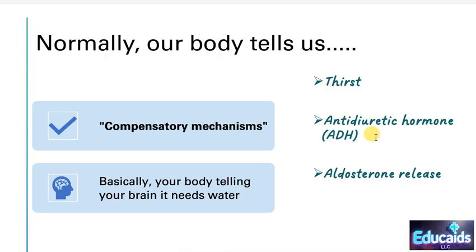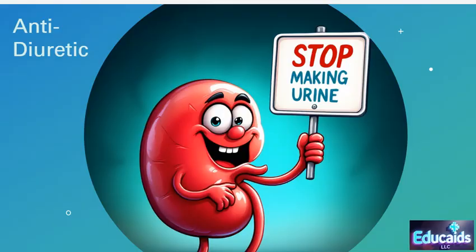Your second compensatory mechanism is antidiuretic hormone. Now, this is a hormone released from the pituitary gland. It goes to the kidney and tells your kidney, I need you to stop making urine because we need to conserve our fluid. So the kidney, being the great helper that it is, receives the antidiuretic hormone and gets the sign that it's going to stop making urine because it's going to help. So that is when your patient has low urine output, when they're dehydrated. The kidney's trying to help and it's conserving fluid.